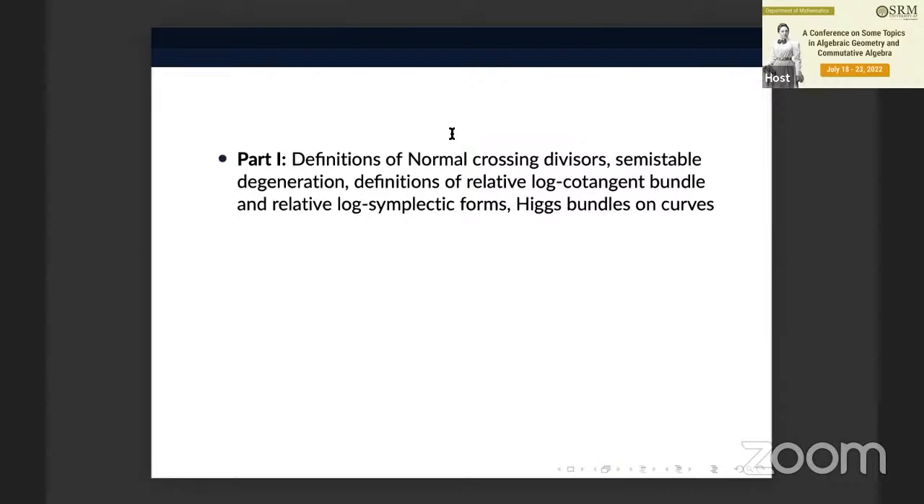So I'll start by defining normal crossing divisor, semi-stable degeneration, log cotangent bundle, log symplectic form, and Higgs bundle on curves. And in the second part, I will recall some facts about moduli of Higgs bundles on smooth curves.